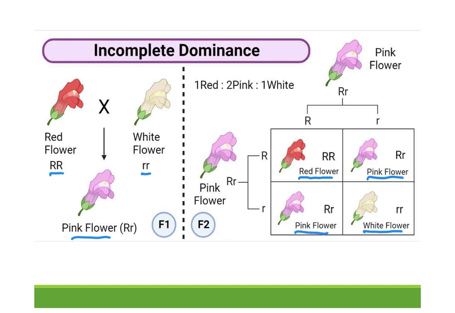So this is just interpreting the Punnett squares from an incomplete dominance perspective, instead of a complete or simple dominance perspective where you would expect 3 out of the 4 to be red. With incomplete dominance, only 1 comes up red and 2 are going to be that blended pink color.